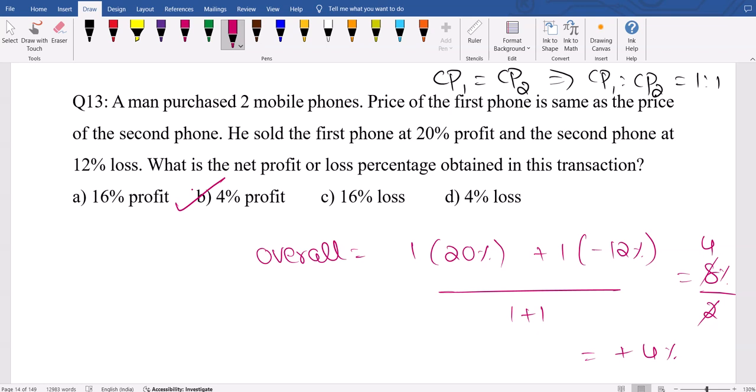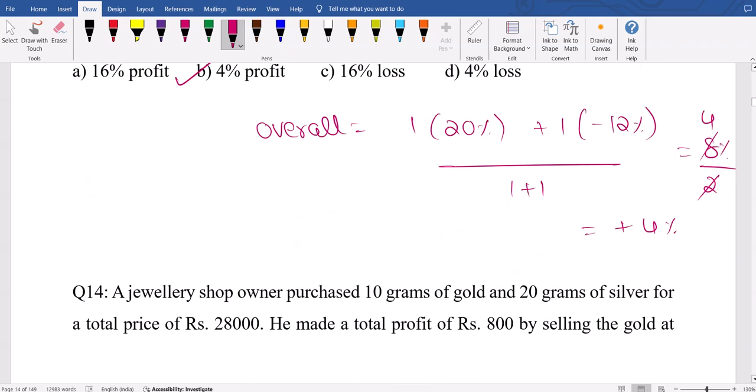You can assume some values and do it. Okay, the cost price of the first one is 100 rupees, the second one 200 rupees, the first one's selling price is 120, the second one's selling price is 88. You can do it like that also, but it takes a lot of time. Okay, the simple logic is this. If you got positive, it means profit; negative means loss. Overall, you got positive, so profit; negative means loss.